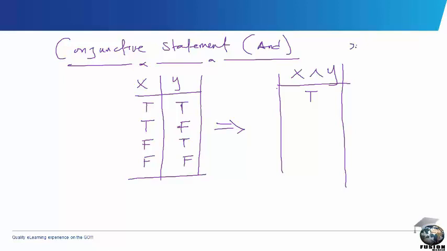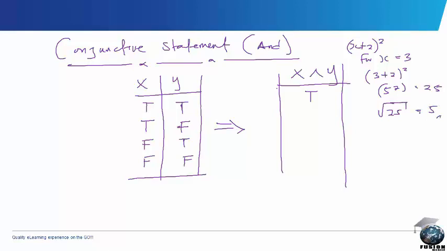Look at what we are saying: (x + 2)^2 becomes a perfect square. If you substitute x equal to 3, you have (3 + 2)^2, which gives you 5 raised to the power 2, which is equal to 25. And when you take the square root of 25, you have 5, which is a perfect square. So the statement is true, for the fact that it is (x + 2)^2 and when you substitute 3, it gives you a perfect square.